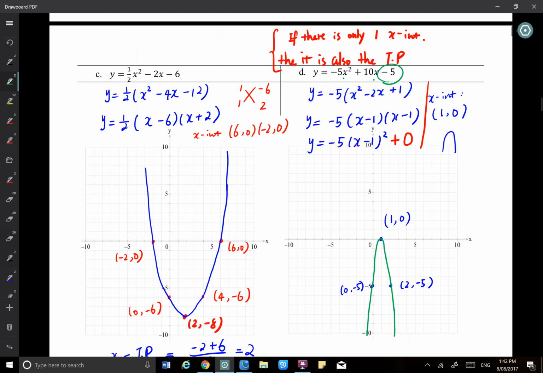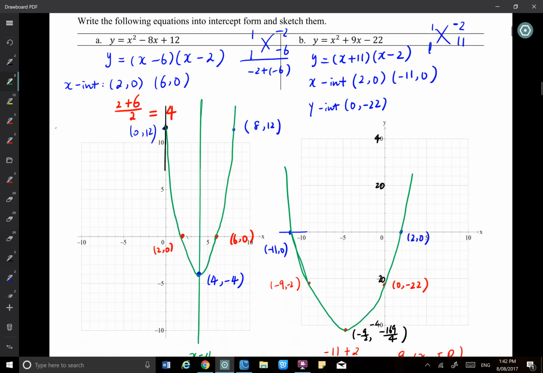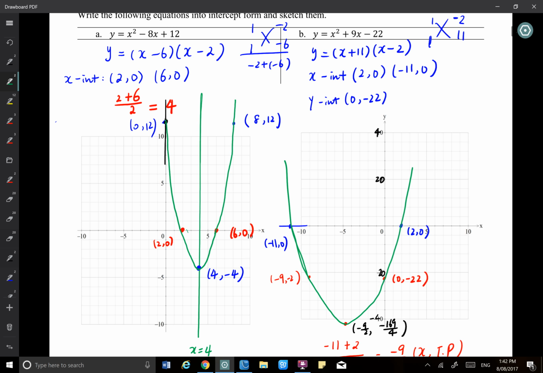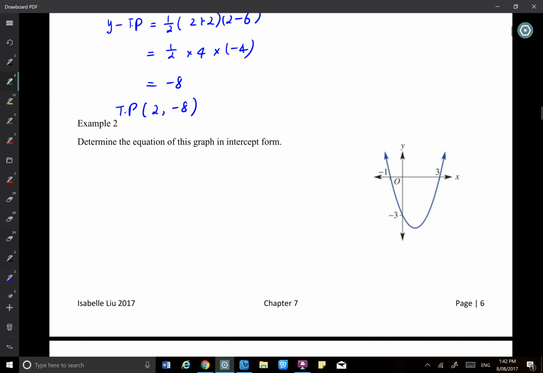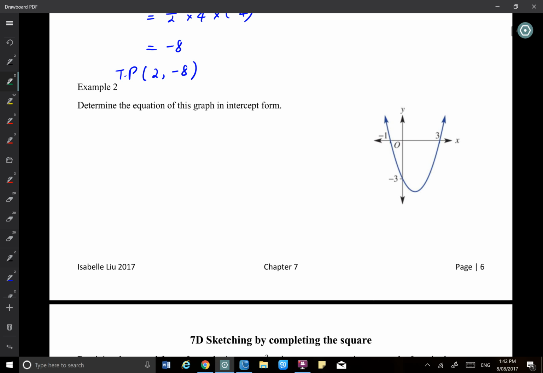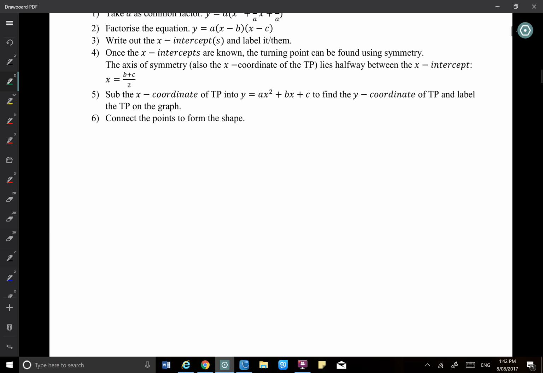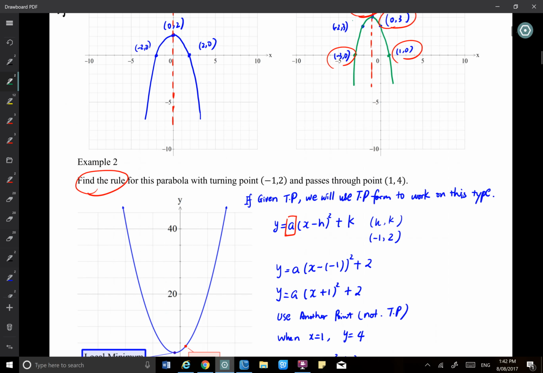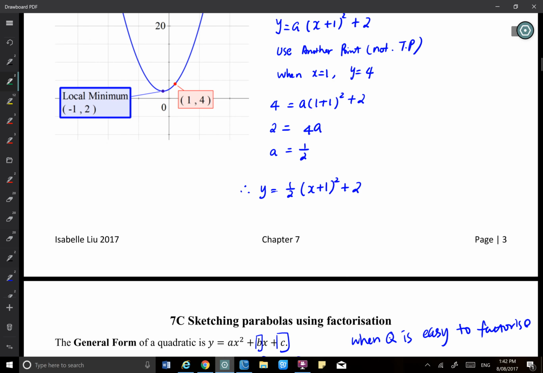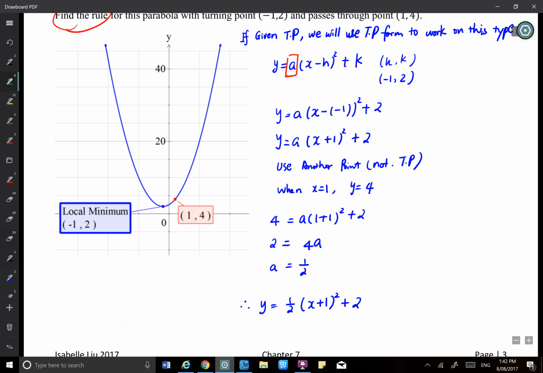Alright, that's 4 graphs. We practiced 4 graphs on how to sketch them by using the factorized form, which is the x-intercept form. Now I have typed 2 questions, which ask us to determine the equation of a given graph. Do you remember we did one on page 3? Where's that question? Here, in page 3, we did one question like that, giving us a graph and asking us to find the equation from that graph.